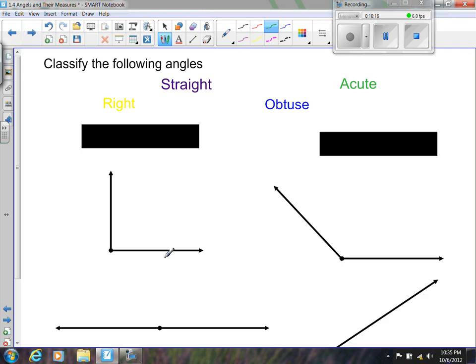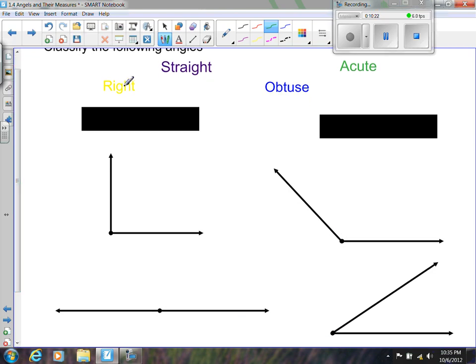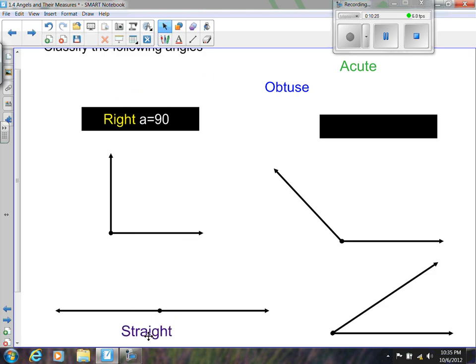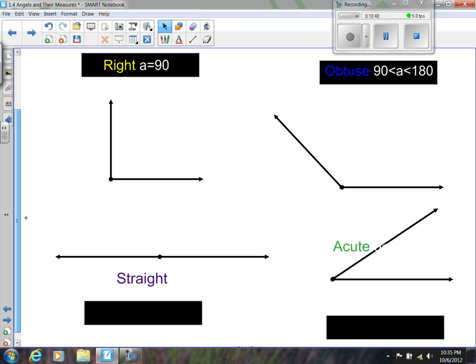Some things you should know: right, obtuse, straight, and acute angles. A right angle has a measure of 90 degrees, where a straight angle has a measure of 180. That's very important that you understand right and straight angles. You should be able to classify these. A straight angle is 180 degrees. You're going to use that to set up a lot of equations. You'll use that a right angle is 90 degrees to set up a lot of equations. Obtuse is bigger than 90, and acute is less than 90.